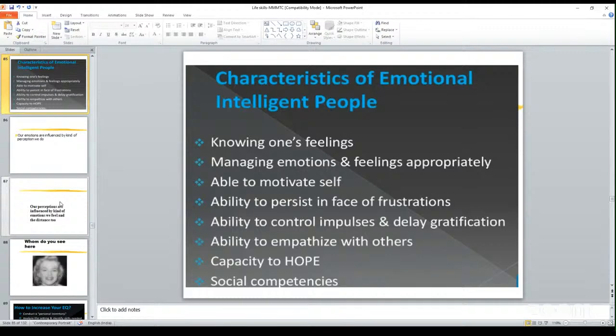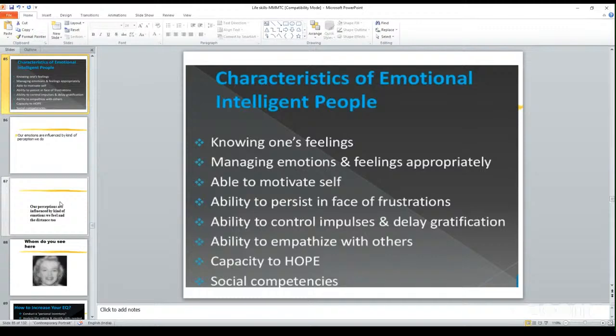Then the ability to empathize with others. Do you really have an empathy character or an apathy character? The more you sympathize and empathize with others, the more they start liking you, because the empathy factor can bring a lot of positive feelings rather than negative feelings. Capacity to hope is another issue where you can manage better. Lastly, people having high emotional intelligence have better social competencies.